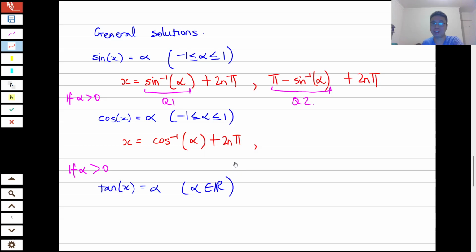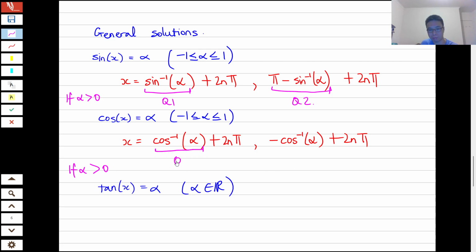And the second solution, we could write this in several ways. We could write 2 pi minus inverse cosine of alpha plus 2n pi. Or we could actually just write negative inverse cosine of alpha. Because all I need to do is take away 2 pi to get from this solution to this solution. So this one is actually simpler. So we're going to go with this one.